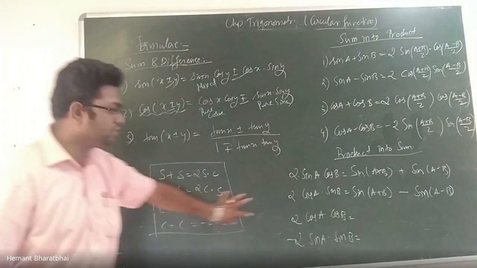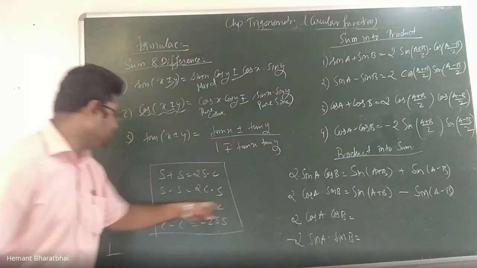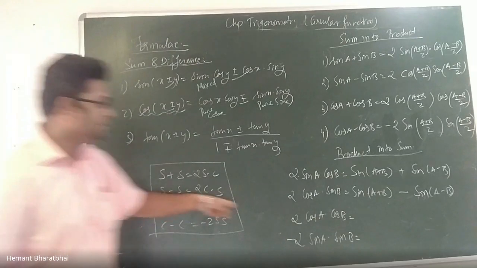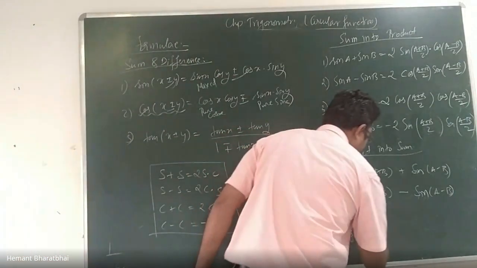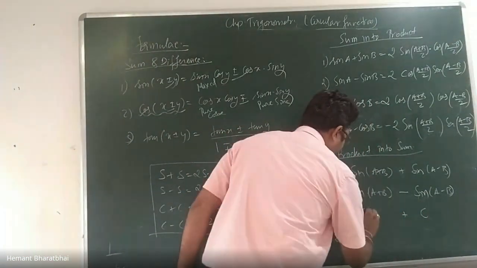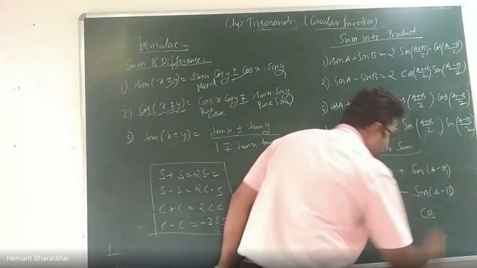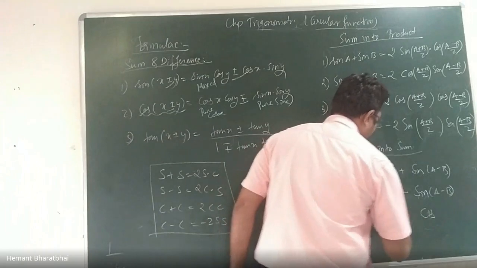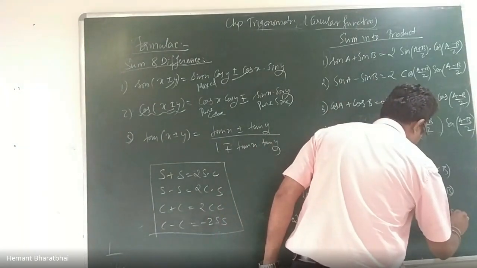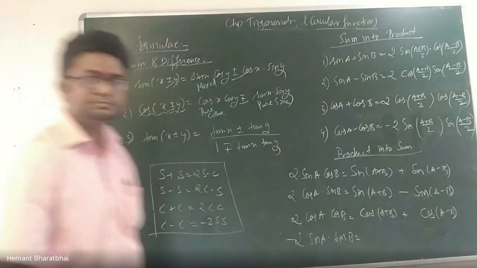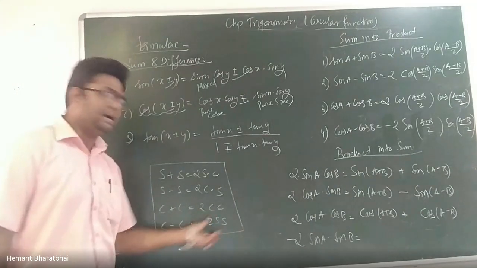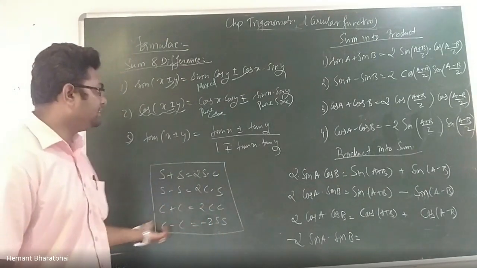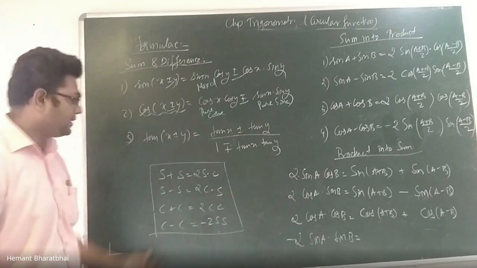Okay, then I have 2cc. If it is 2cc, then it should be c plus c, where c is nothing but cos. The first term should always be a plus b and the second term should always be a minus b. Then minus 2ss: c minus c should always be minus 2ss.